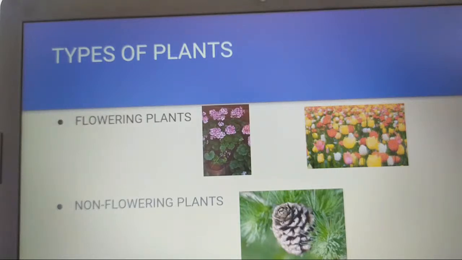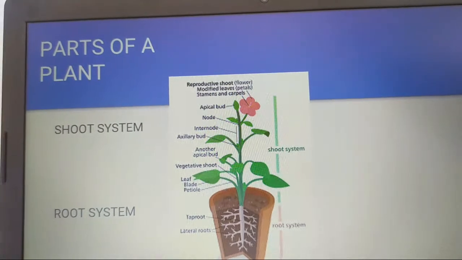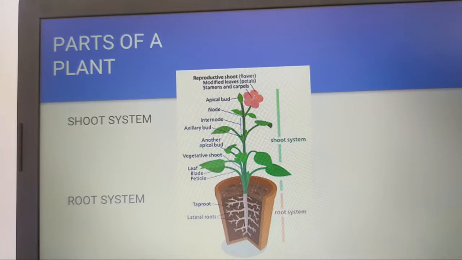Then, let's move on to the next point, that is parts of a plant. Well, all have seen plants, but never seen in detail. We never take out a plant and minutely study which all are the different parts of a plant.